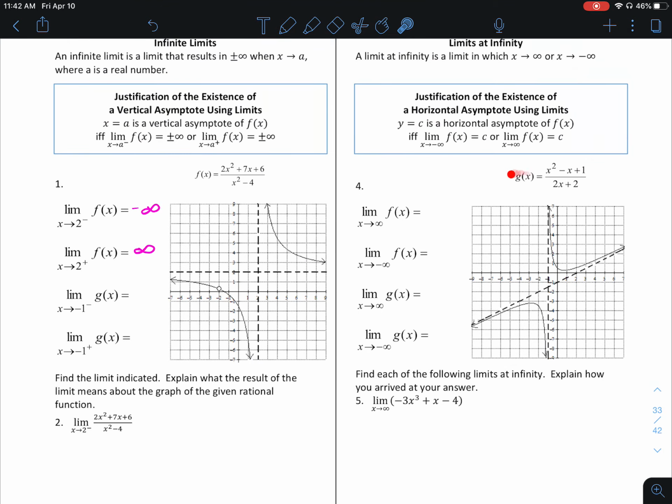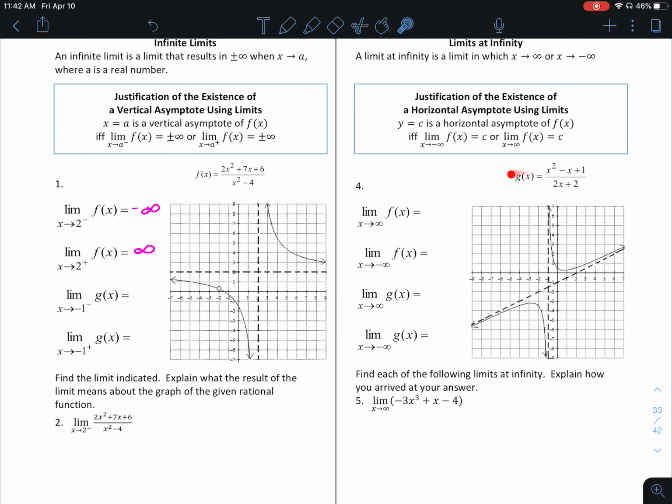Well, if I put a 1.9 into the top, 2 times 1.9 plus 3, that's going to be positive. If I put a 1.9 into the bottom, 1.9 minus 2, that's going to be a small number and it's going to be negative. If you divide a positive and negative, you get a negative. That tells us that this limit is going to be approaching negative infinity. It's going down forever.